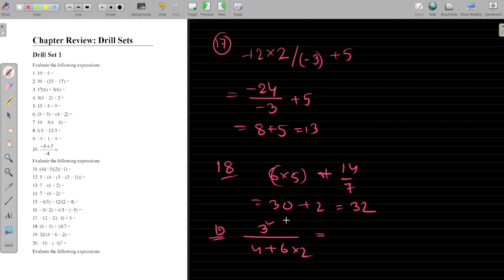It means, sorry, this is not 3 square actually. This is square 32. So this will be 32. So 32 divided by 4 plus 12. So 32 divided by 16 means 2.